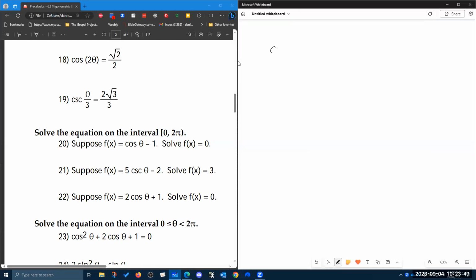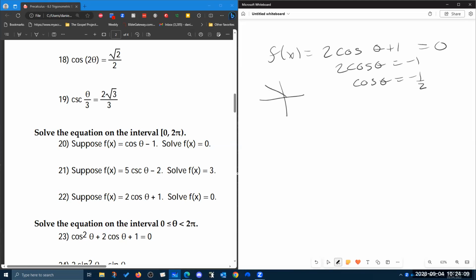And for this last one, f of x equals 2 cosine of theta plus 1. We're going to set that equal to 0. 2 cosine of theta equals negative 1. Cosine of theta equals negative 1/2. That's going to be in quadrants 2 and 3. So we're talking about pi over 3 above and below the x-axis, which is 2 pi over 3 and 4 pi over 3.